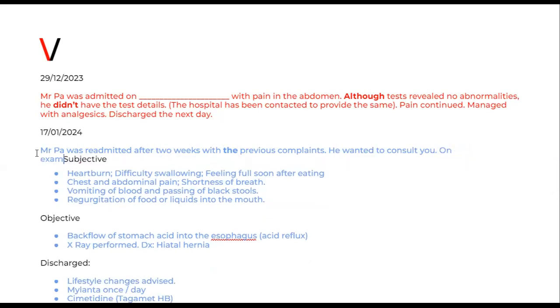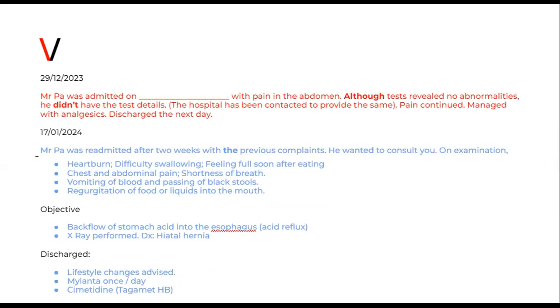On examination, comma. Now, subjective and objective, you know what is the difference? Subjective is what the patient says, objective is what the test found. So you have to write all the things here. On examination, he had heartburn, comma, difficulty swallowing, comma, feeling full soon after eating. See, OET will always try to write this with a capital starting. You should never write that.